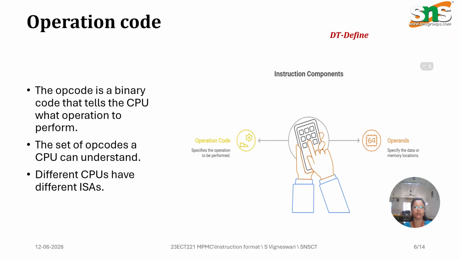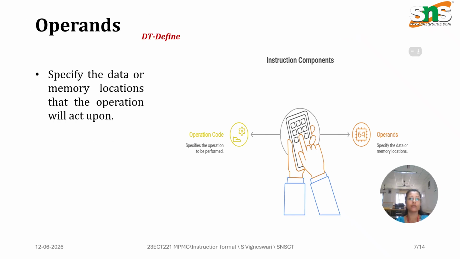The first thing is the opcode, and the second thing is the operand. So we'll see what the operand is. The operand specifies the data or the location where the operation is to be performed. For example, MOV A, B, where MOV is the opcode and A, B are the operands. The processor understands that the data must be transferred from register B and loaded into register A. Similarly, ADD A, C. Here A and C are the operands. It adds the value of C to A and stores the result in A.